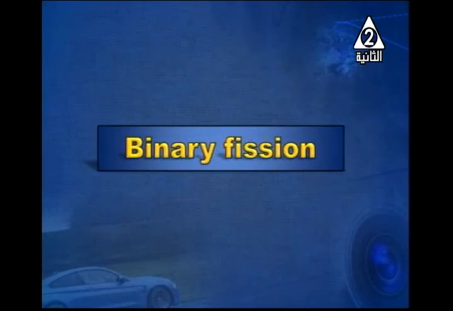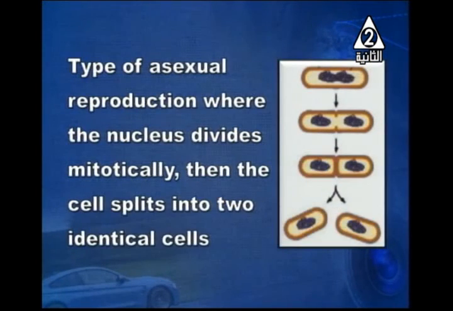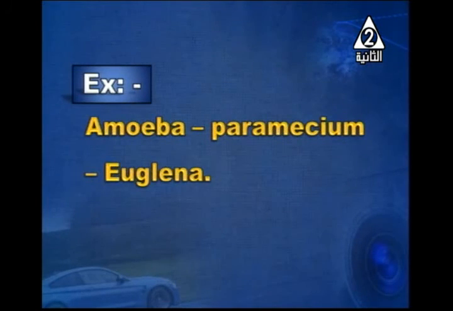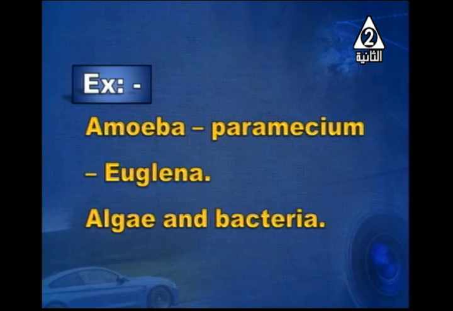The types of asexual reproduction. The type number one is the binary fission. The binary fission is a type of asexual reproduction where the nucleus divides mitotically, then the cell splits into two identical cells. It occurs in some unicellular organisms as amoeba, paramecium, euglena, some algae, and some bacteria.